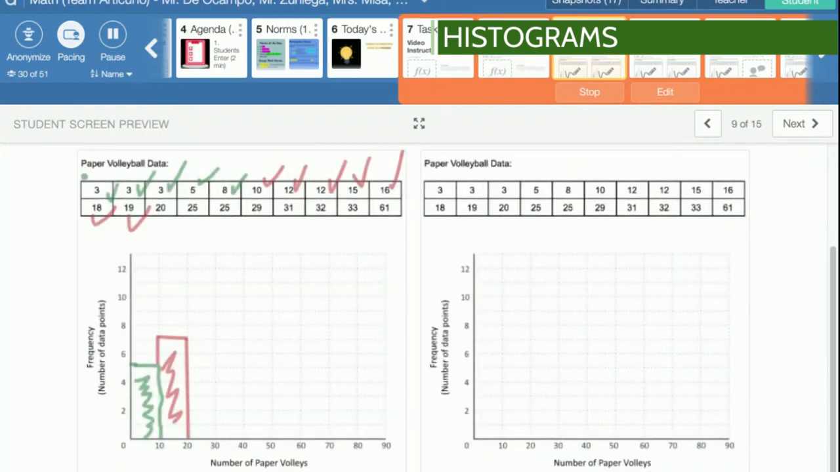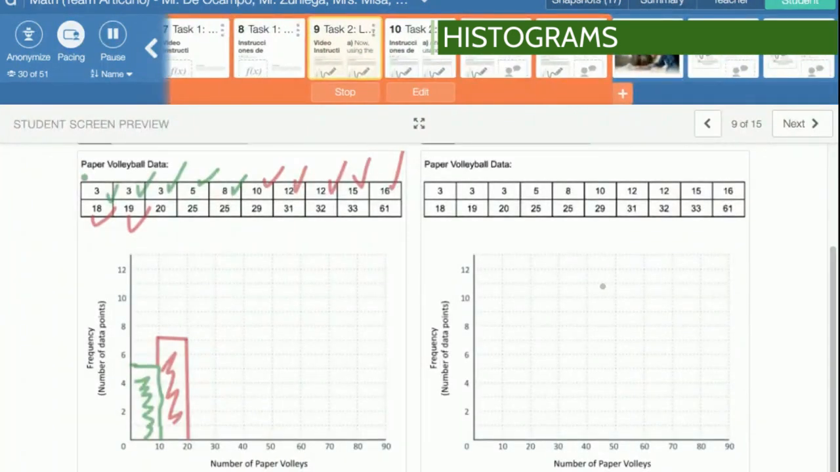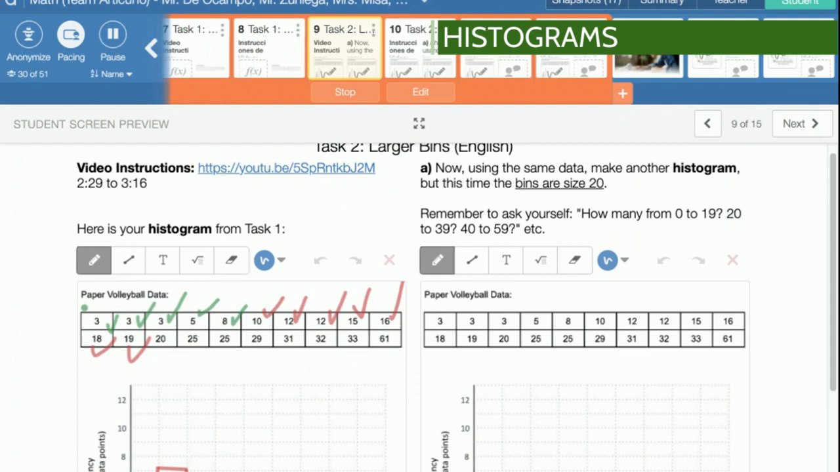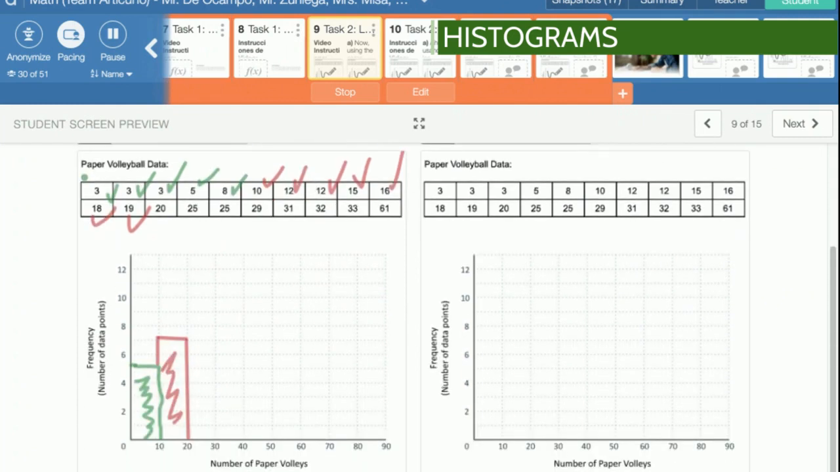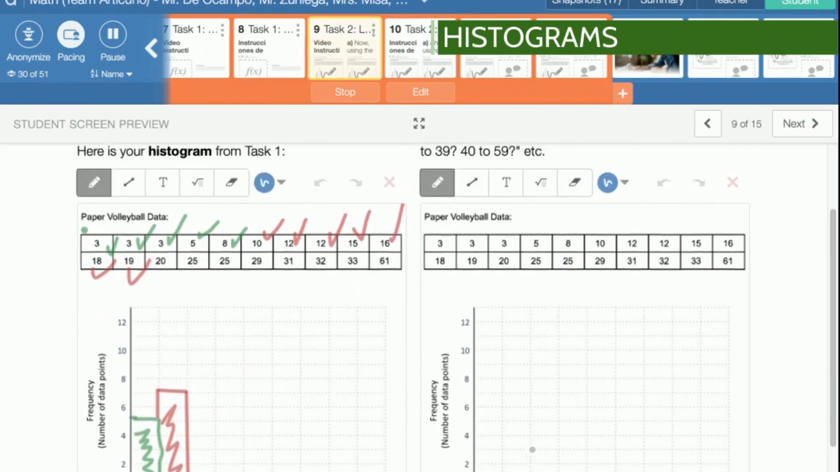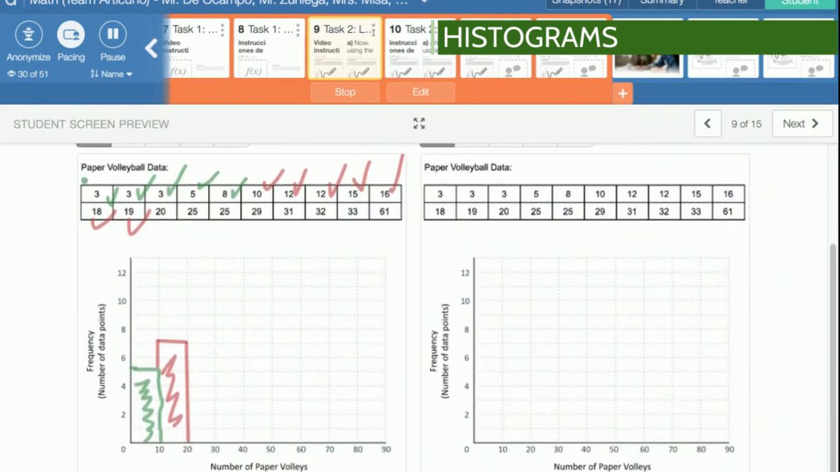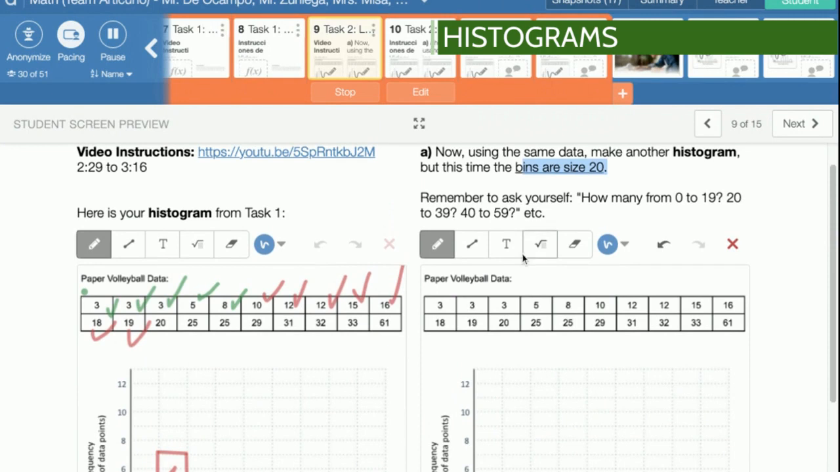8 is in Spanish. Okay, but now here we got bins of size 20. Okay, so when you're doing bins of size 20, you're going to be using these ranges right here. You're going to need to put a bar right here. You're going to need to put a bar right here. You're going to need to put a bar right here. And you'll be counting these a little bit differently.